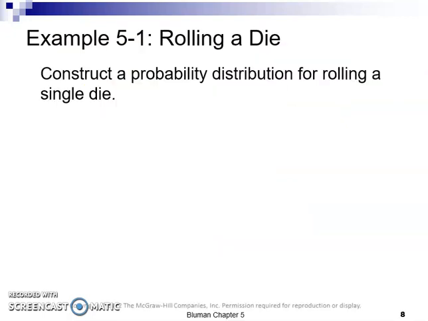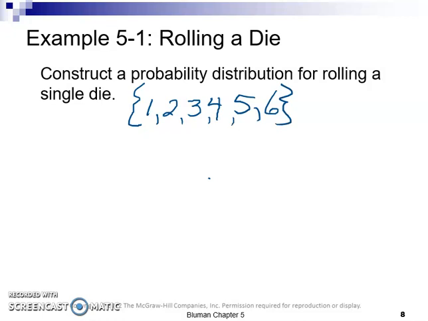Now, if I want to construct a probability distribution for rolling a single die, what I have to think about is, what are my outcomes? Well, when I roll a single die, my sample space is just the numbers 1, 2, 3, 4, 5, and 6. Those are my possible outcomes. So when I create this distribution, those are going to be the values of X.